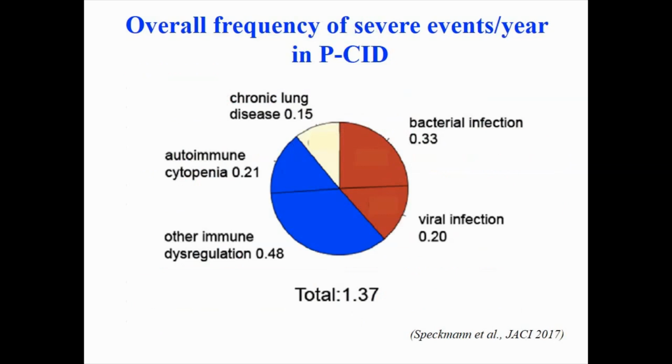And so if you look at this, the total number of severe events, meaning requiring hospitalization and aggressive diagnosis and treatment, was not that high, 1.37 per year. What were they? Well, you see here, immune dysregulation actually accounts for about 50% of them. Cytopenias, other immune dysregulation. Some were infections, and some were due to chronic lung disease because you accumulate damage to your lungs, and then eventually that requires hospitalization at some point. So you have both infections and immune dysregulation as a reason for being hospitalized.